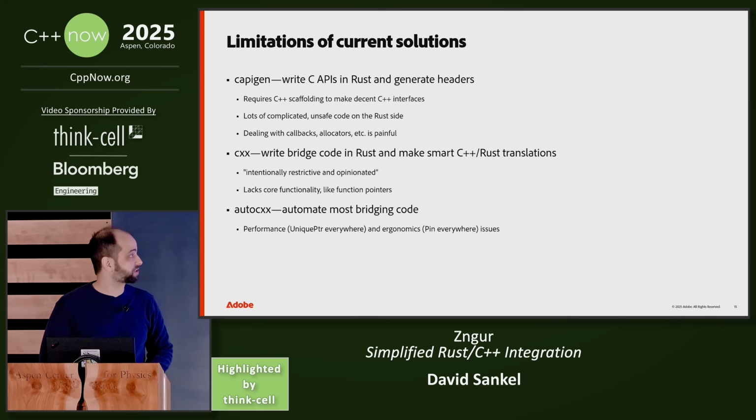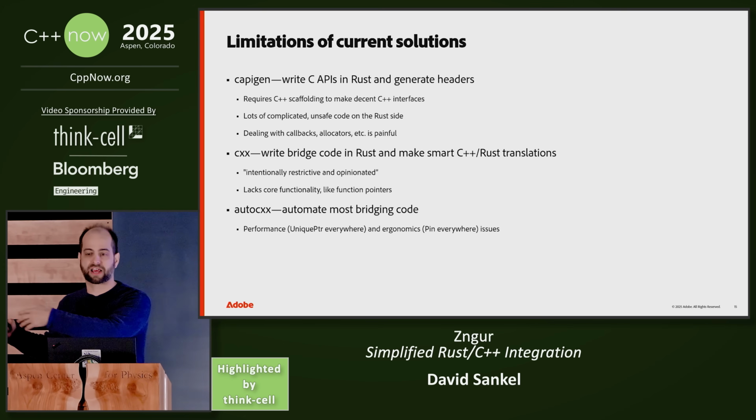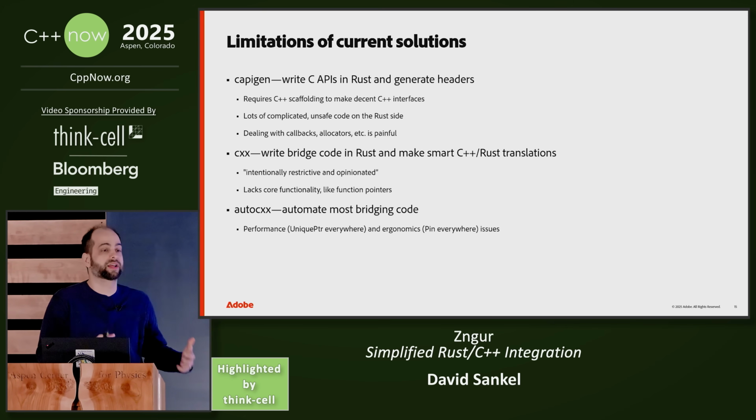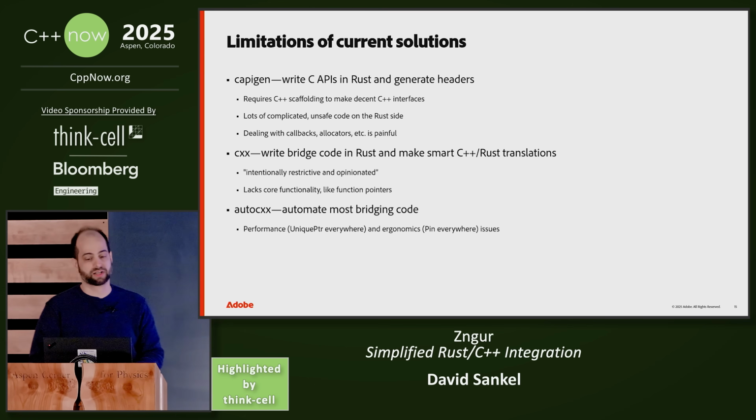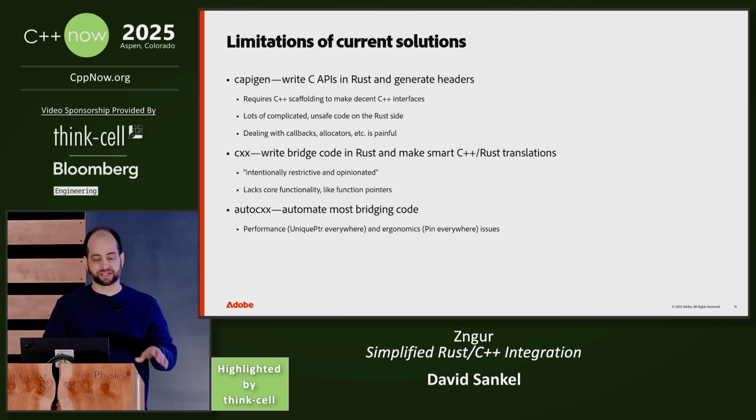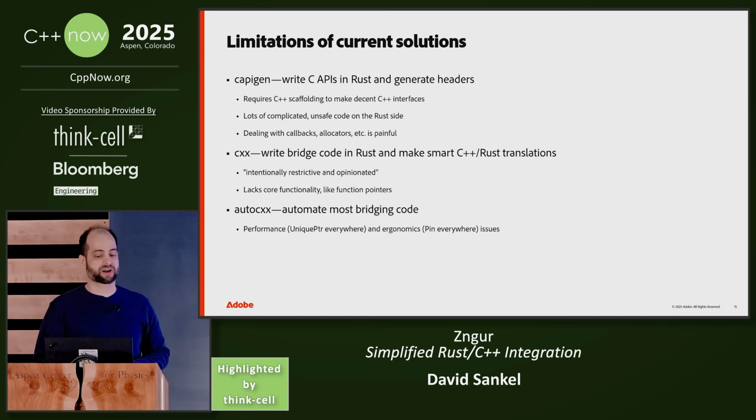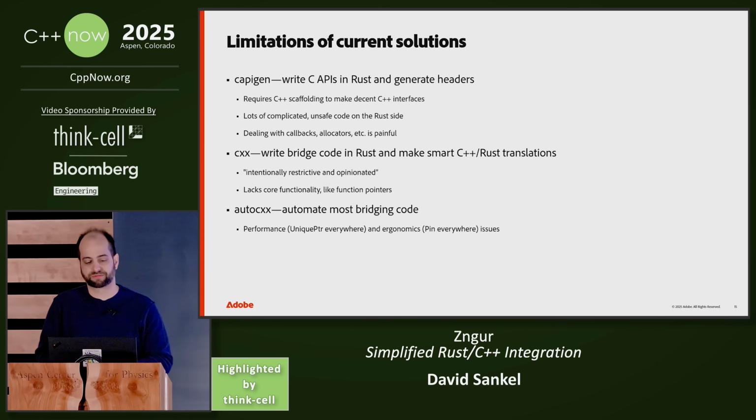The drawbacks are, the first one is that it requires you to build all this C++ scaffolding on the other end if you want to make a decent C++ library. This is a good way to interface Rust to C, but not as much for C++, because now you have C libraries you need to deal with. And if you're implementing these things on the Rust side, you're dealing with lots of complicated, unsafe code when you're doing the C layer stuff and doing allocations and pointers and stuff.